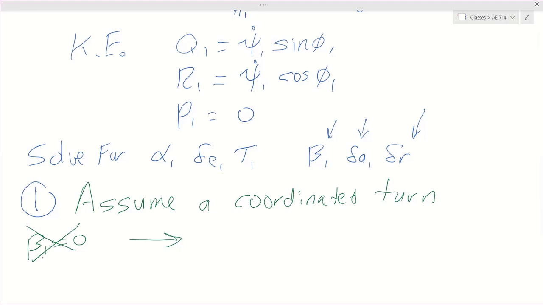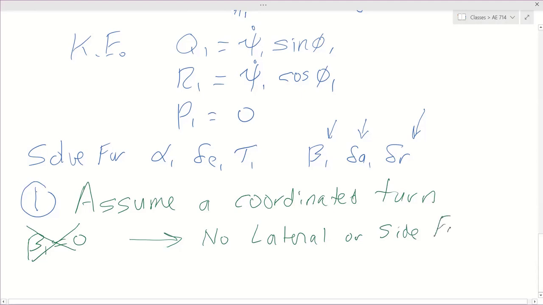But the official definition of a coordinated turn, not just according to me, but according to everybody, is that there is no lateral or side force or acceleration. If you think of the whole idea of a coordinated turn, if you're sitting in your seat in the airplane and the plane is banked, you don't feel like your body is being thrown to the left or the right. And that is the definition of a coordinated turn. There is no net force on you.